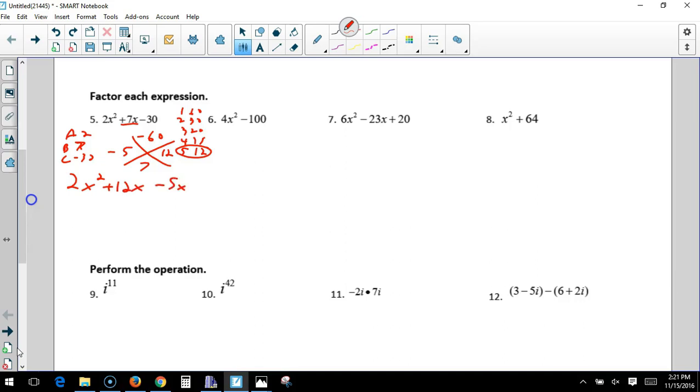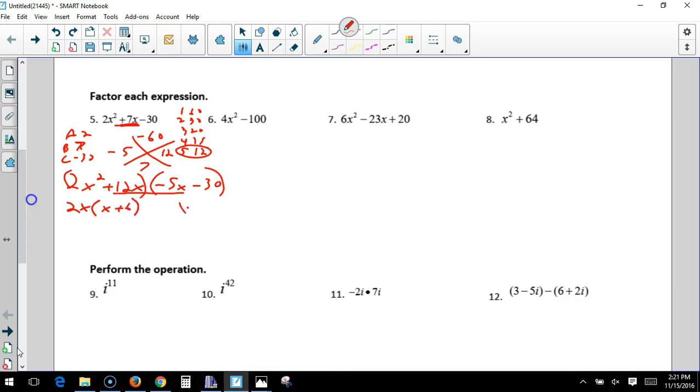Minus 5x minus 30. Those are going to have something in common. Now remember, all I did was rewrite 7x as 12x minus 5x. I'm going the opposite of FOILing. So I'm going to group these two, and I'm going to group these two. I'm going to divide by 2 here and divide by x and get x plus 6.